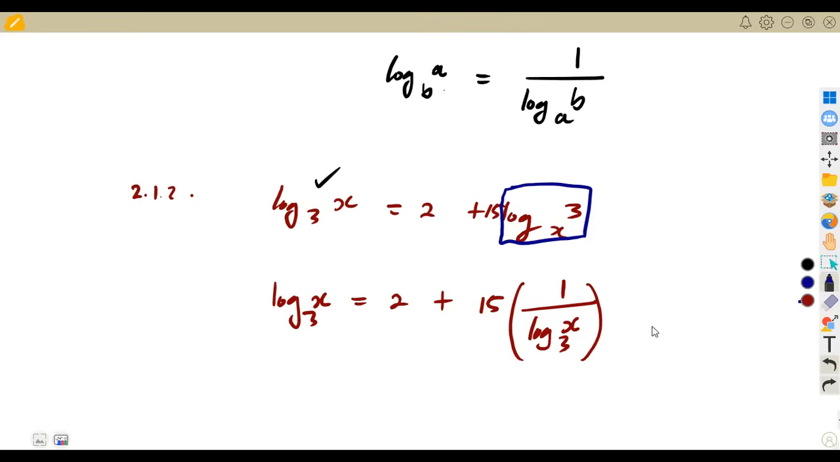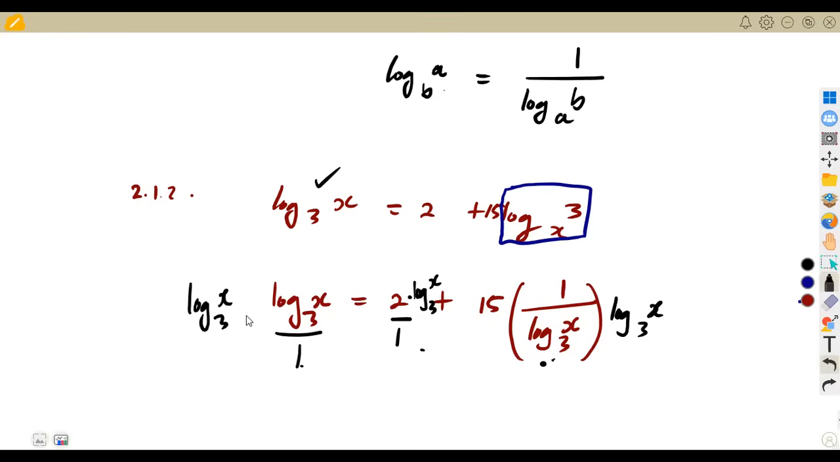So as you can see, this is a fraction. We are now having a fraction, so let's consider clearing the fraction. We're going to multiply by the LCM. This is the same as over 1, and this is the same as over 1. So we're going to multiply by the LCM of the denominators, which is the logarithm of x in base 3. We also multiply here by the logarithm of x in base 3.